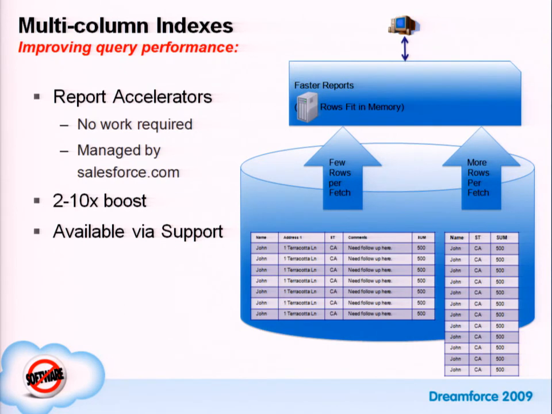Okay, and when you do an external ID, does that force one of these indexes, or is it separate? Not the multi-column index, but when you do an external ID, it automatically gets identified to be indexed.